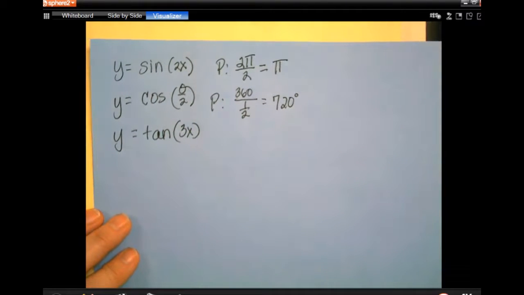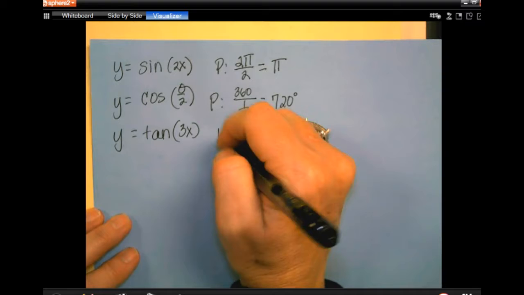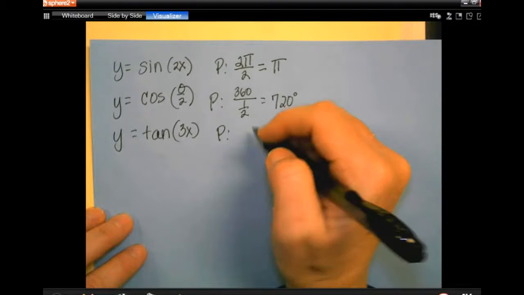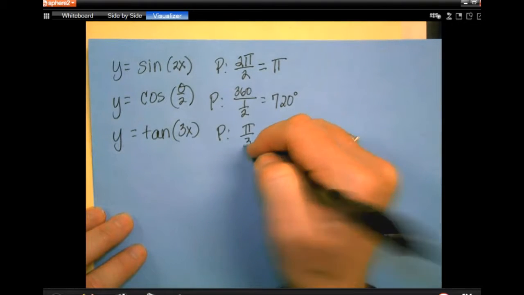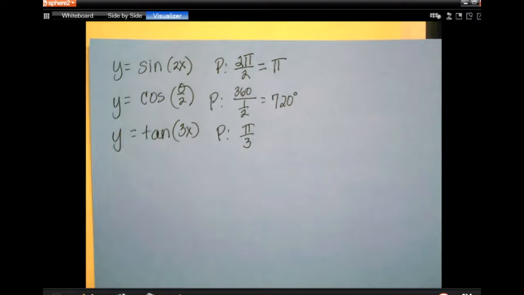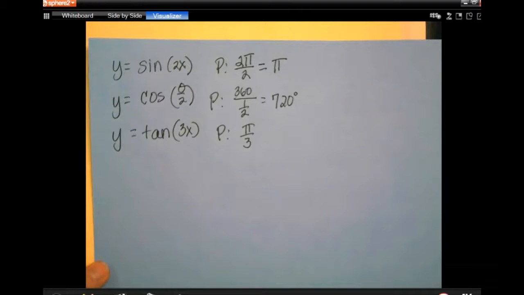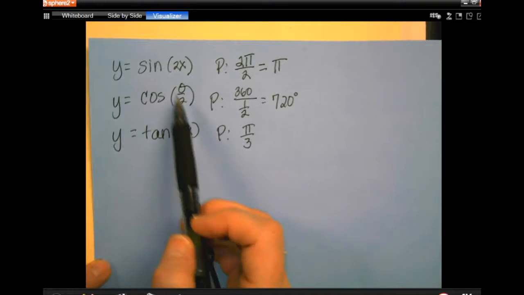y equals the tangent of 3x. First of all, what's the period of tangent? It's the only one that's different. It starts with 180. Oh, wait. No, I'm on pi. And what do I divide by? 3, so the period is pi over 3.